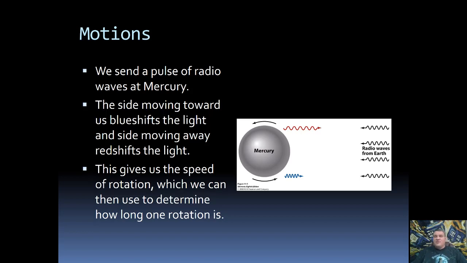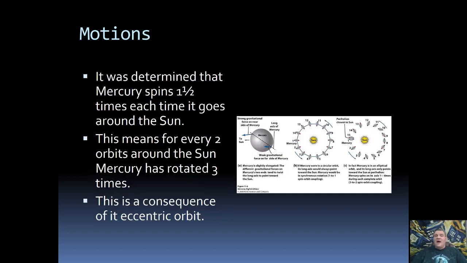Doing this, we actually were surprised. Mercury does not, in fact, have synchronous rotation. Instead, it spins 1.5 times every time it goes around the sun. If it was synchronous, it would be one rotation for one orbit, okay? But it's actually 1.5 rotations for one orbit. Okay? So it's not quite synchronous, but there is a relationship.